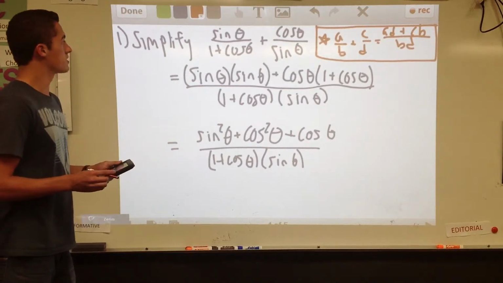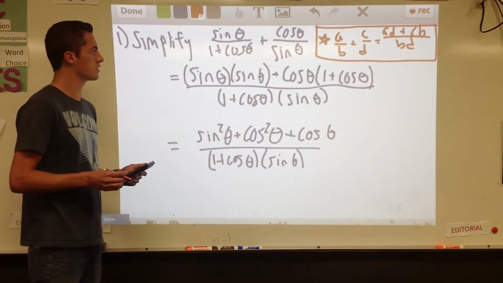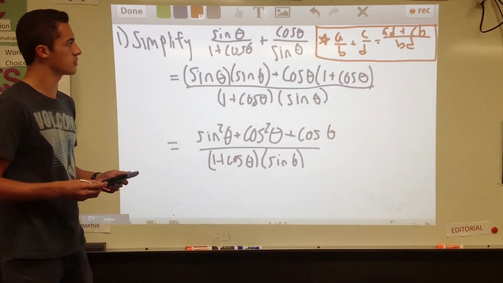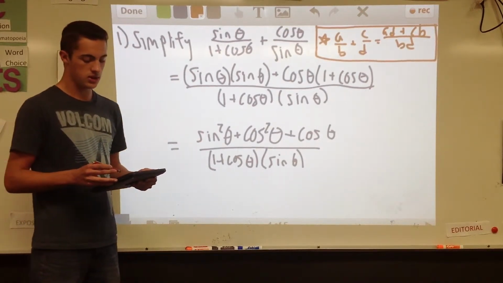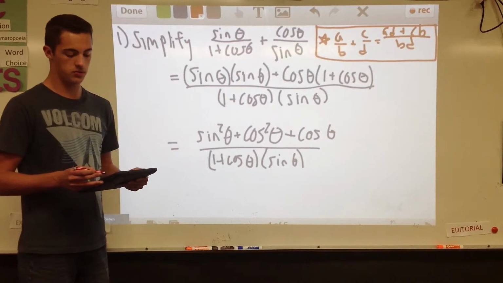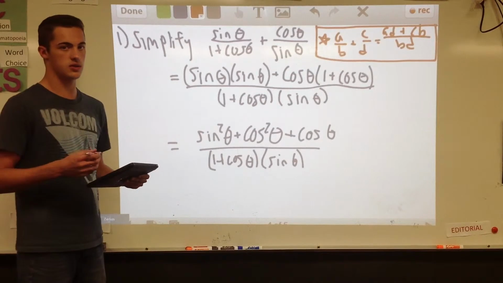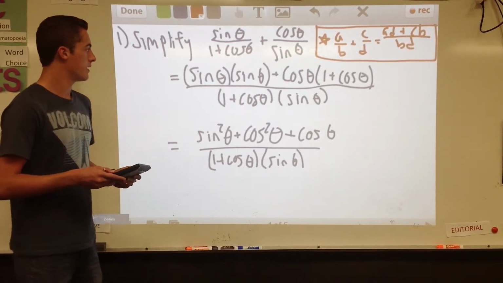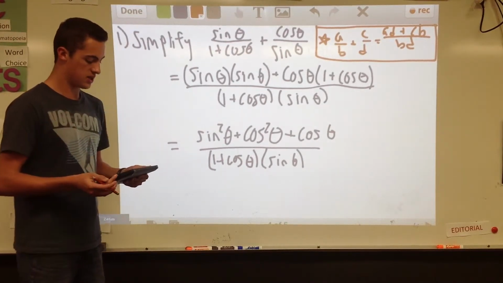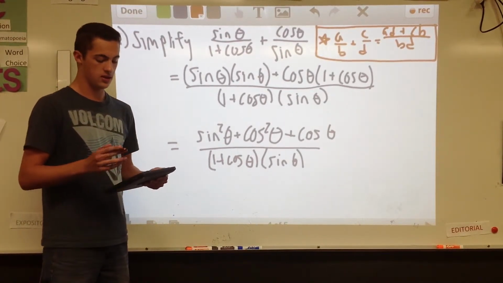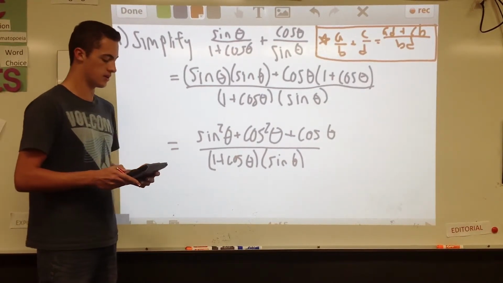Now in this example it says simplify sine theta all over 1 plus cosine theta plus cosine theta all over sine theta. And take note that a over b plus c over d equals ad plus cb all over bd. So that being said, it's just like cross multiplication in a way, just a little bit more complex. So I did that, and I got sine theta times sine theta plus cosine theta times 1 plus cosine theta, all over 1 plus cosine theta times sine theta.